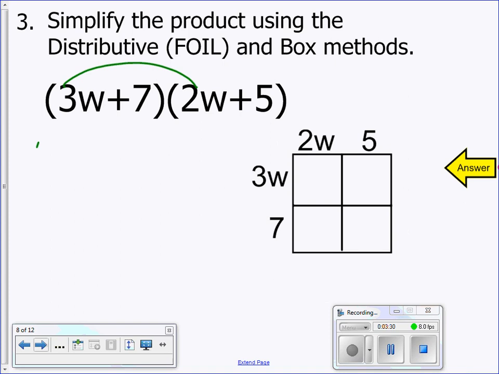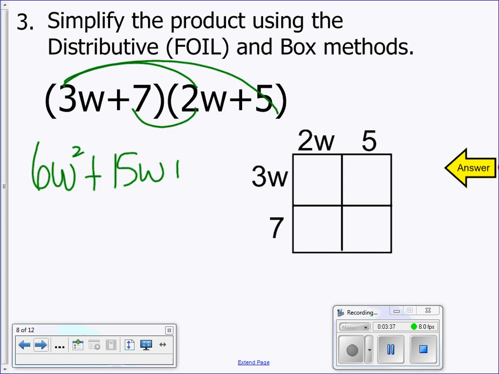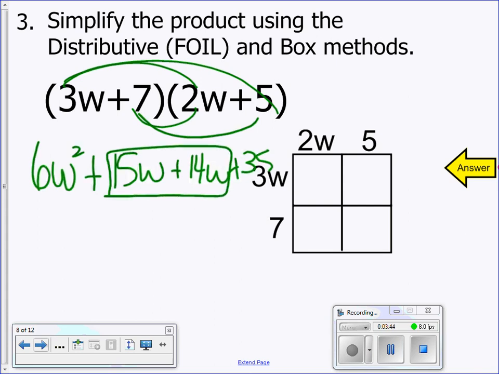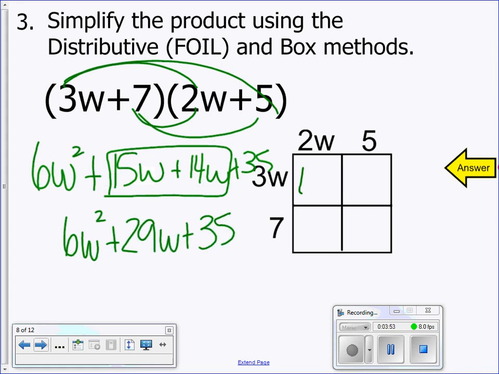Okay, first, that's 6w squared plus 15w plus 14w plus 35. Combine like terms. I get 6w squared plus 29w plus 35. Same thing here, 6w squared, 15w, 14w, and 35. They are my like terms.